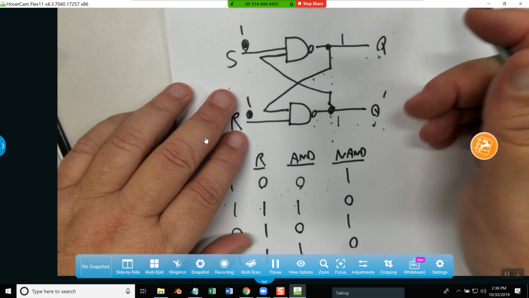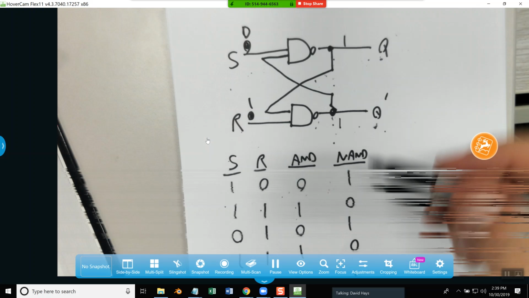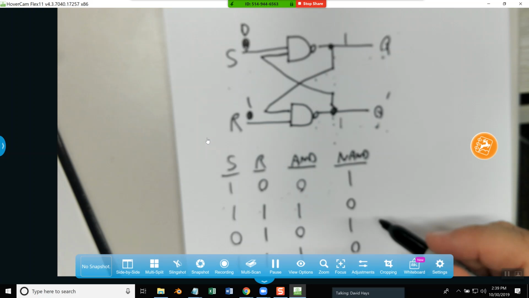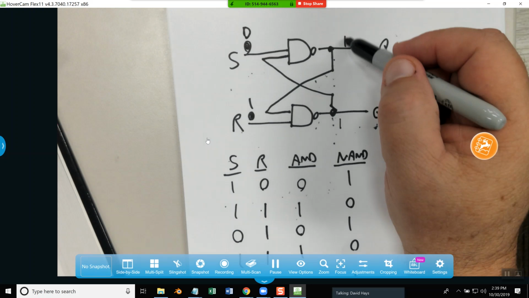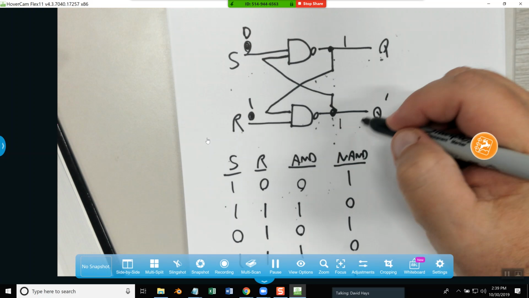So we got 1 and 1, which is 1. That gives you a 0 coming out here. So it causes output Q to go to 1, putting the latch in a set state. When the S input goes back to 1, so you change that back to 1. The 0 is coming up here.